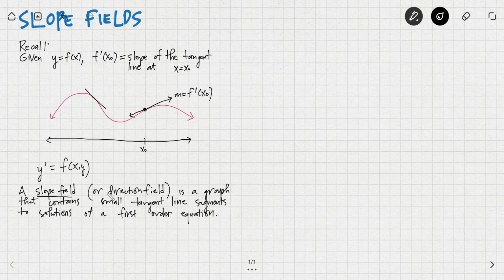So a slope field, again also known as direction field, is a graph that contains small tangent line segments to solutions of a first order equation. Okay. So papakita ko sa inyo ang isang example ng slope field.